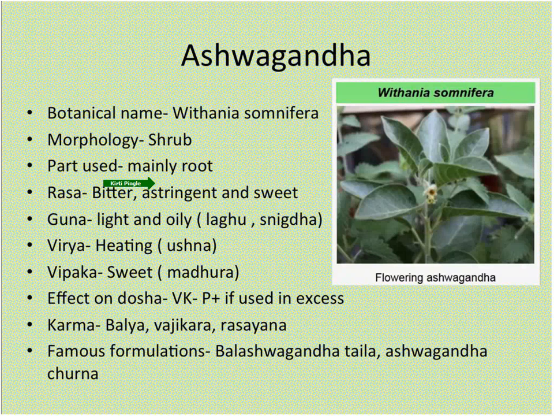And it is balya and vajikaran in nature. And the famous formulations are Bala Ashwagandha Tail and Ashwagandha Churna. So Ashwagandha helps to increase your muscle mass. It improves your mamsa dhatwagni. So you have to just be careful in a Pitta Prakriti person because of its heating virya, it can aggravate Pitta dosha. But it works very well in Vata and Kapha dosha. So Ashwagandha, you can use it internally as well as externally.